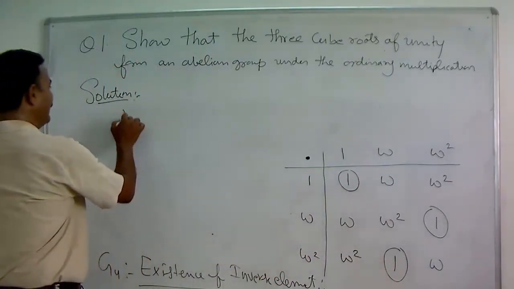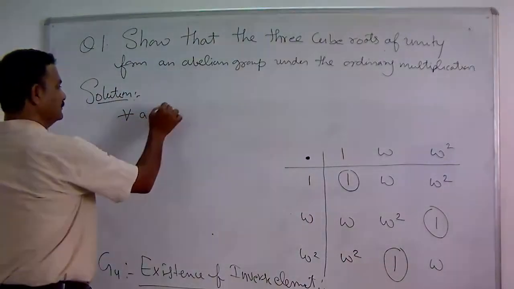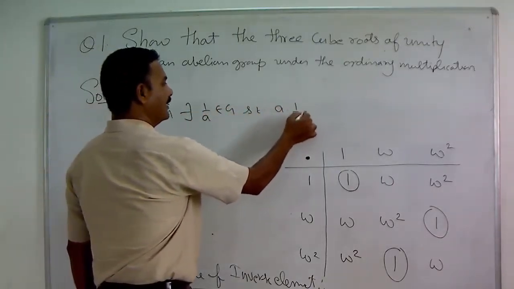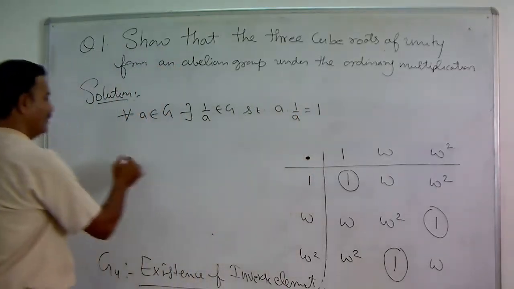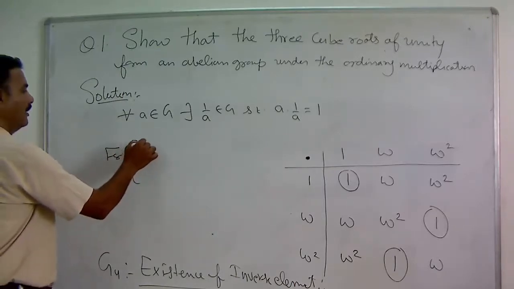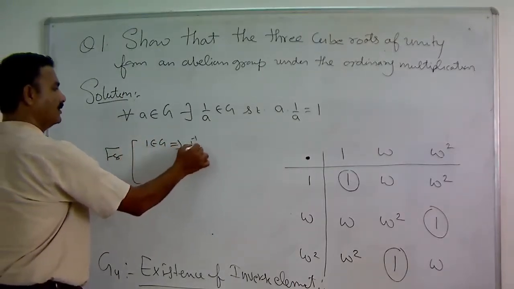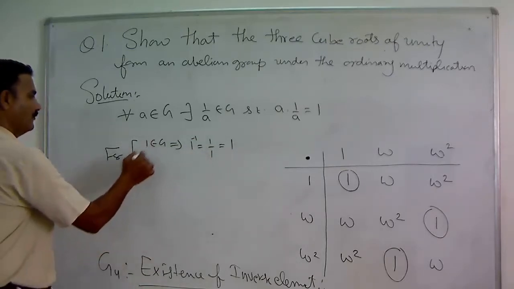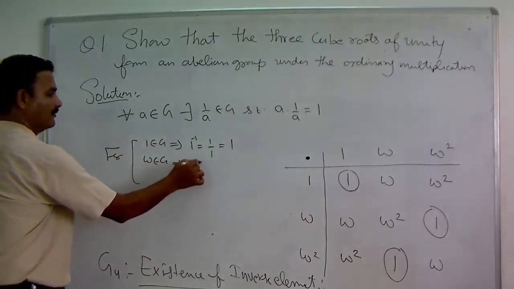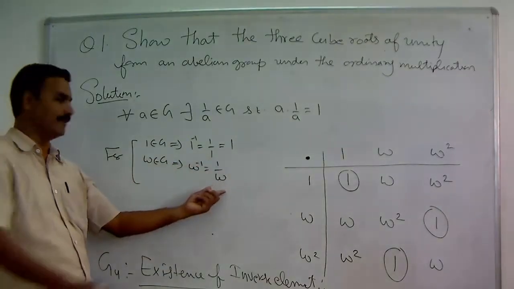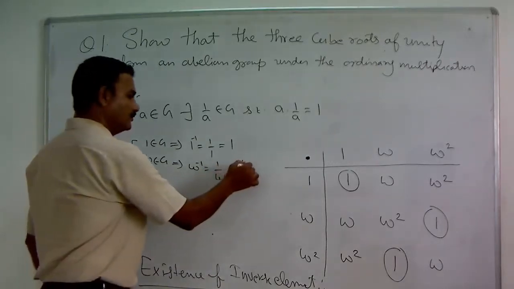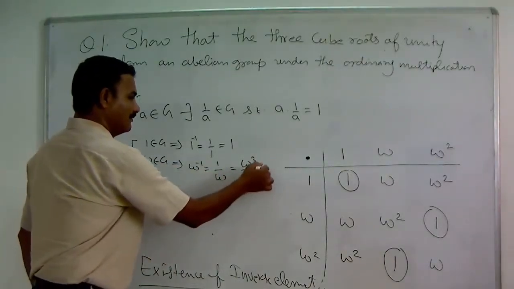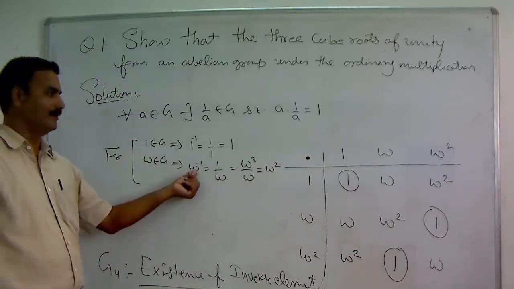So for every A which belongs to G, there exists a 1 by A in G, such that A dot 1 by A gives us identity element. Suppose we consider 1 belongs to G. This implies 1 inverse, that is 1 by 1, which is 1. So the inverse element of identity 1 is 1. If we consider omega belongs to G, then omega inverse is 1 upon omega. And instead of 1, we just write omega cube, as we know that 1 is equal to omega cube. So further, after simplification, we observe omega squared. So the inverse of omega is omega squared.